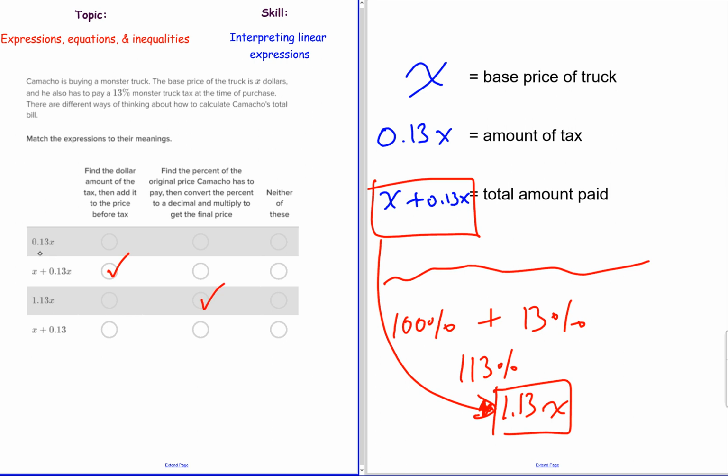Now, what about this one, 0.13x? Well, that's not a final price. This is just the tax, so it's neither one of them. And this one is like the one we had in the first problem. It's a meaningless expression. It's the price plus 13 cents, 0.13, right? If we're not finding 13% of a number, this is not an amount. This is just, no matter what the price is, add 0.13 to it. So that's meaningless, all right?